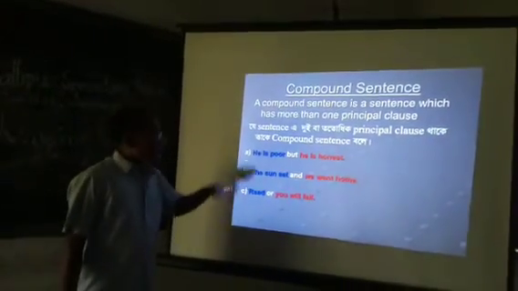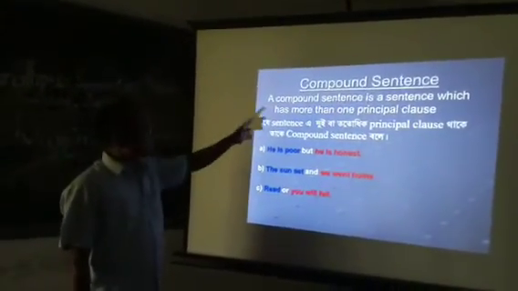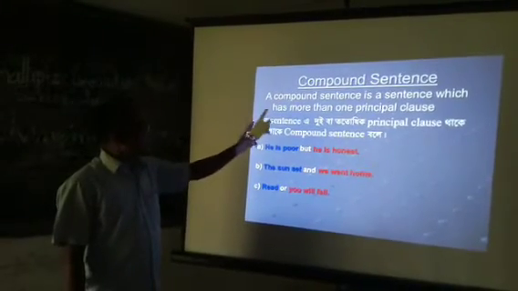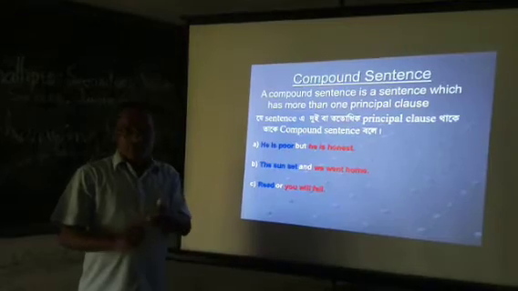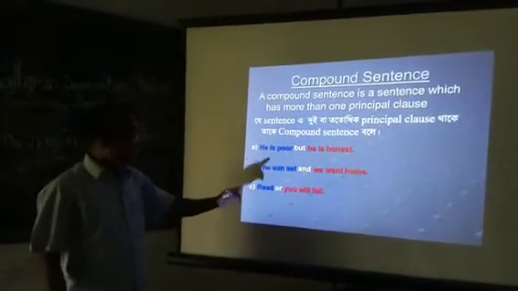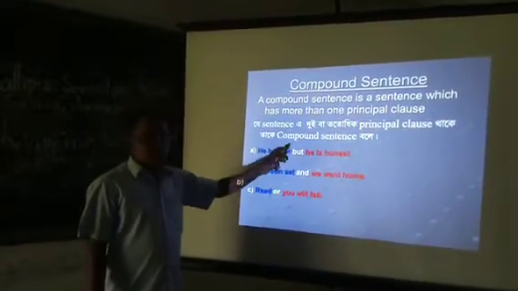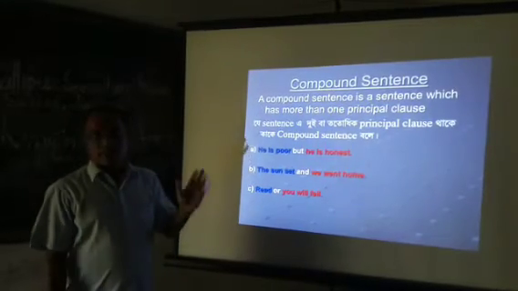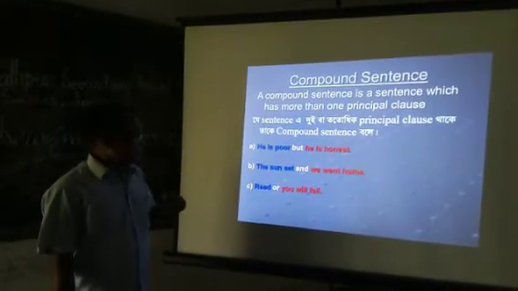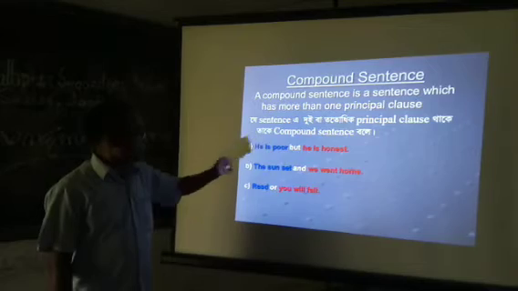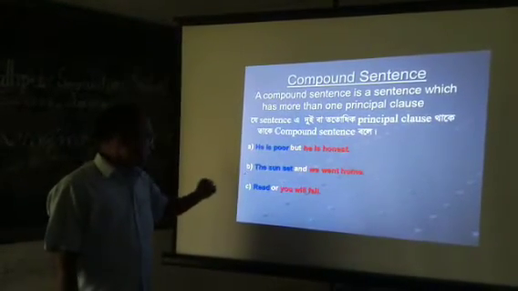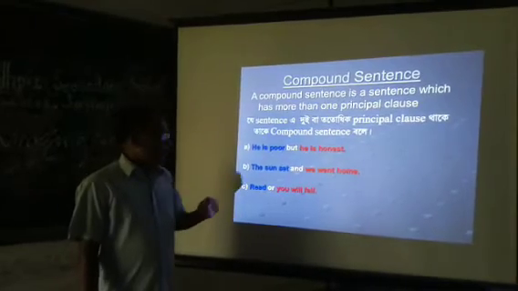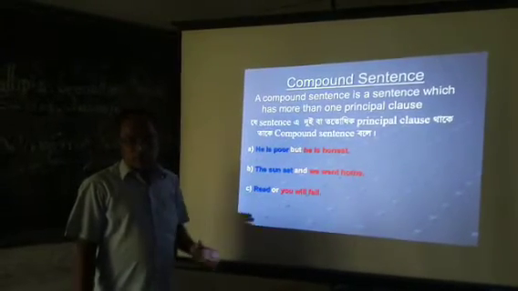Next, the compound sentence. A compound sentence is a sentence which has more than one principal clause. That means two or three principal clauses joined with and or but. Follow the screen. He is poor but he is honest. The sun set and we went home. Read or you will fail. These are compound sentences.